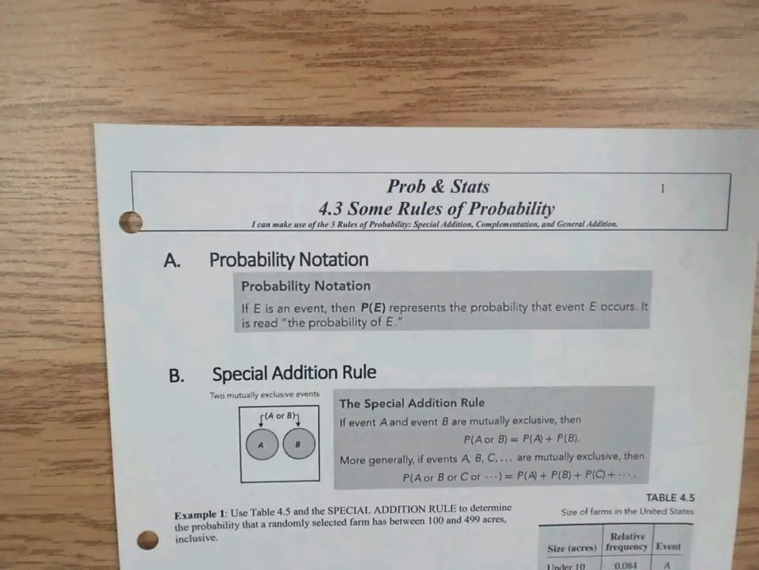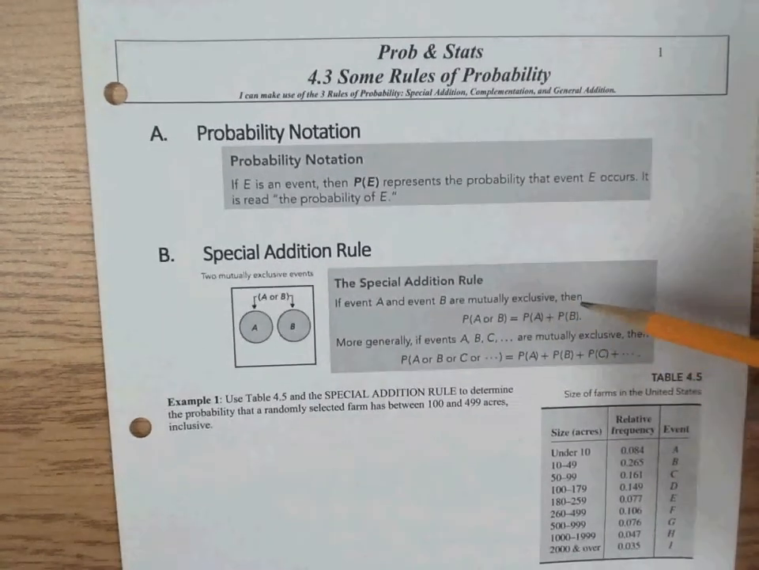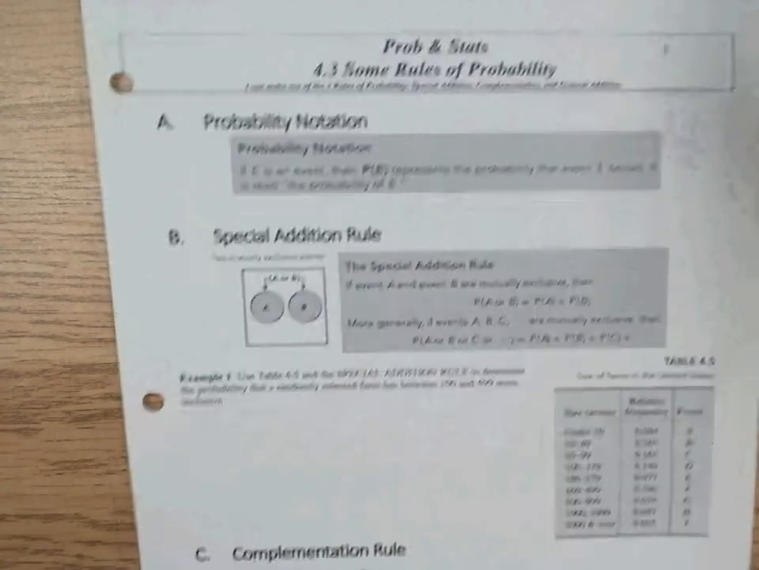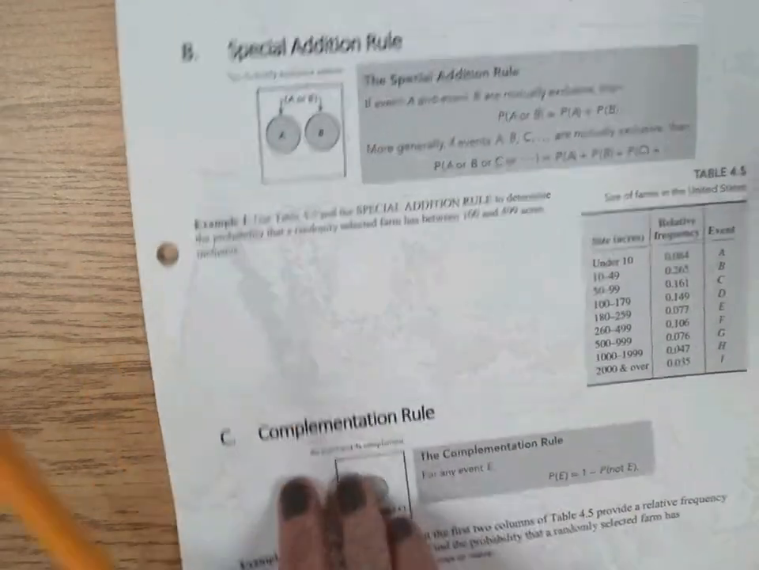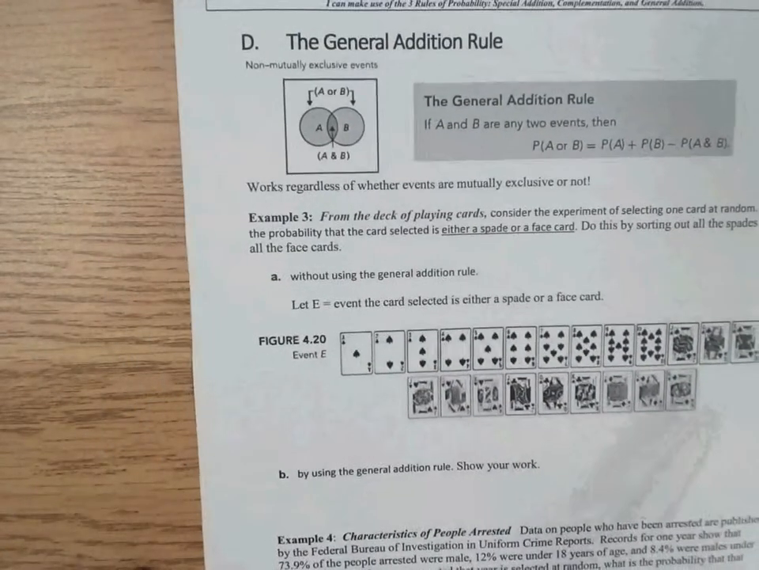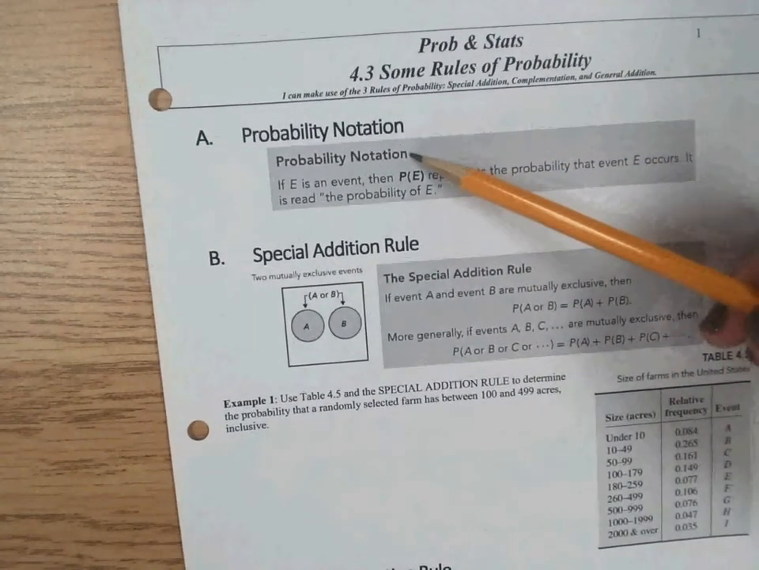All right, these are our 4.3 notes on rules of probability. We have three main rules that we'll be covering today: the special addition rule, the complementation rule, and the general addition rule. So starting from the top here, we have a definition for probability notation.